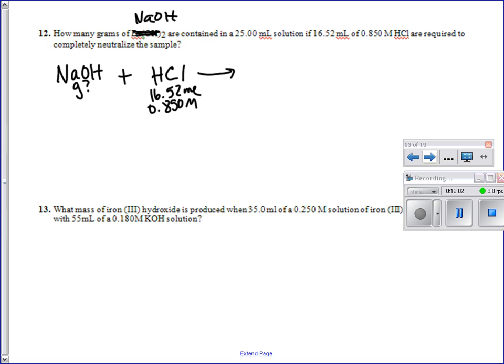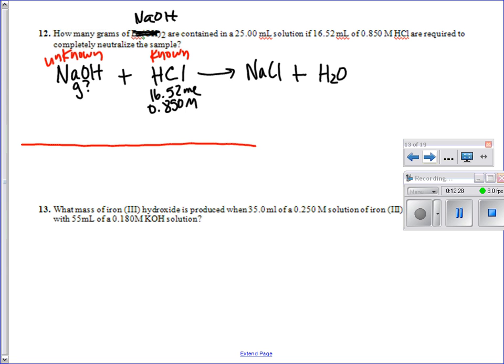So we're looking for the grams of NaOH we need. So we have NaCl plus H2O. So I'm going to do this dimensional analysis. We know that this is our known and this is our unknown. So one long dimensional analysis, first step is to always find moles of known. Looking at the information we're given, how can I find moles of known? I'll just give you a hint. This is moles per liter.